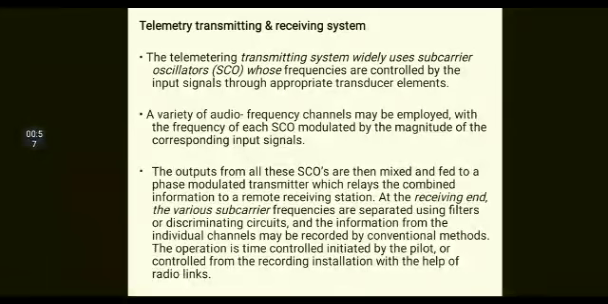Then in continuation, the telemetry system consists of majorly two systems. One is the transmitting system, the other one is the receiving system. See, the telemetric transmitting system uses subcarrier oscillators. We call them SCOs, whose frequencies are controlled by the input signals with the help of appropriate transducer elements.